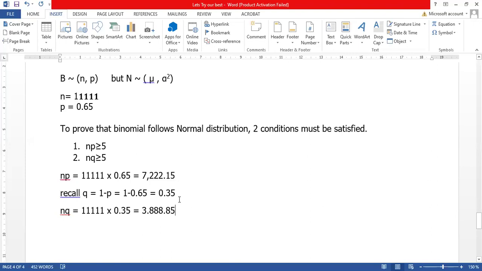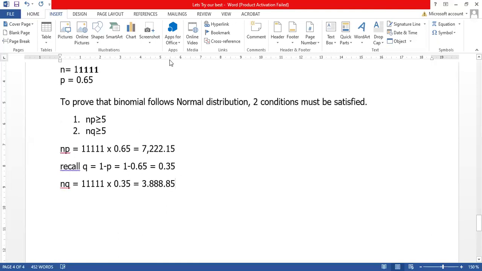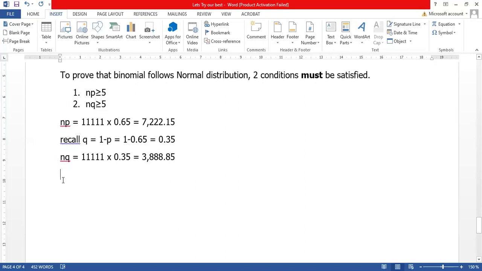So are all figures above 5? The question is, are all figures above 5? Okay, all figures are above. Even if you find that the figure is 5, because the condition is any P or Q must be 5 or above. If you find that any Q or any P is below 5, you cannot apply a normal distribution.